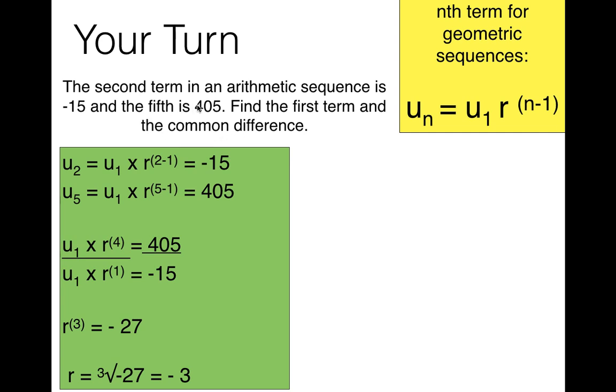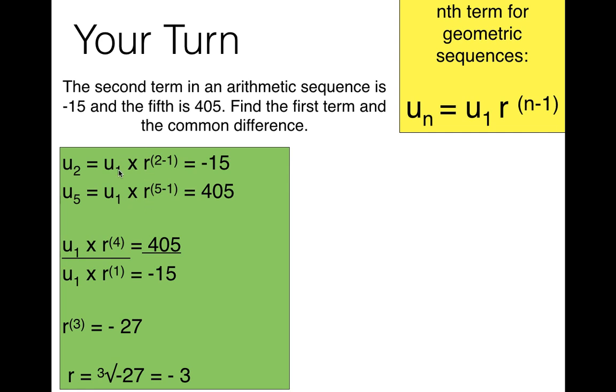Okay, so we're given two pieces of information, the second term and the fifth term. So here I've got U2 and U5. Both of them are equal to U1, and we don't know what U1 is, multiplied by R, we don't know what R is either, but we do know what N is for both of them. So for this one, because it's the second term, it's 2 minus 1. And for this one, it's the fifth term, it's 5 minus 1. And we know what they're equal to. The second term is equal to negative 15, and the fifth term is equal to 405.